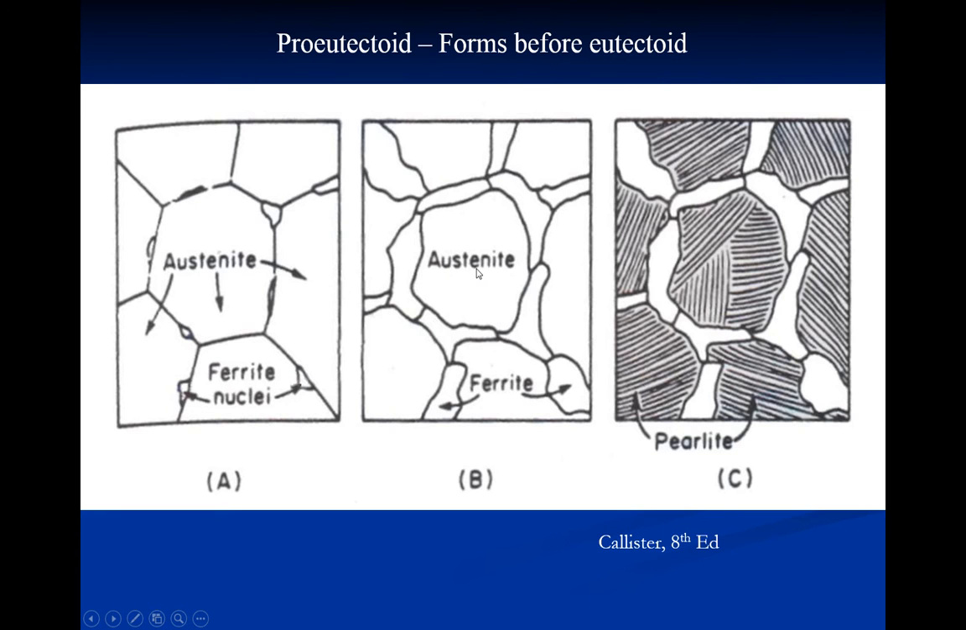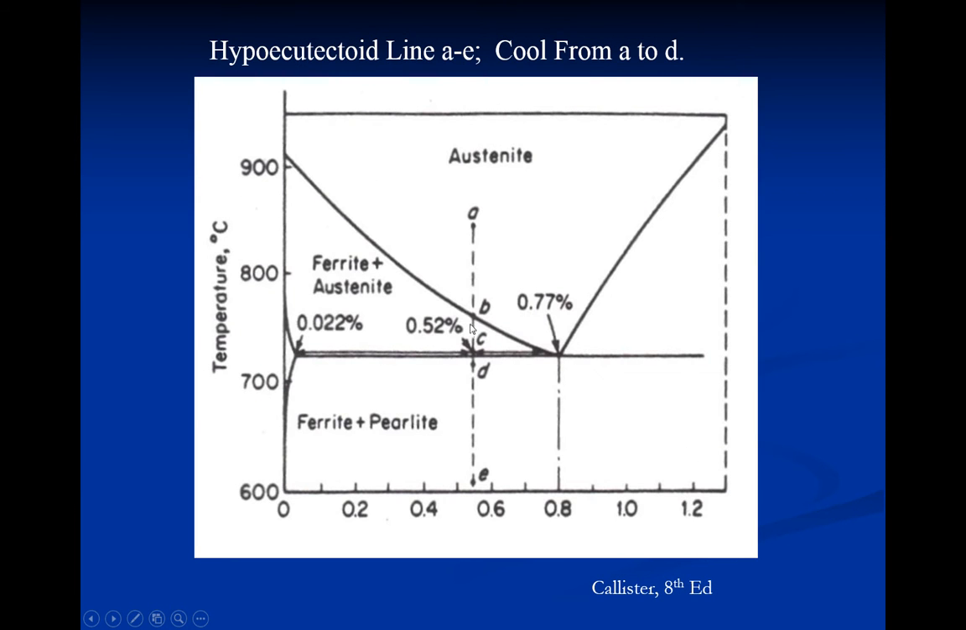And in fact, if we go back, if you do your tie line at point B, the composition of the austenite is 0.52. As you go down, the carbon content of the austenite is moving to the right. And so at point C, the austenite has 0.77 weight percent carbon in it. So you see the amount of carbon in the austenite is increasing. And obviously the ferrite is also picking up more and more carbon as we move down.